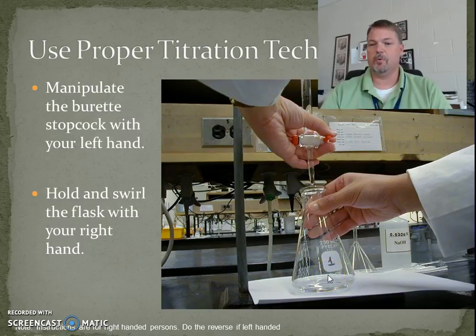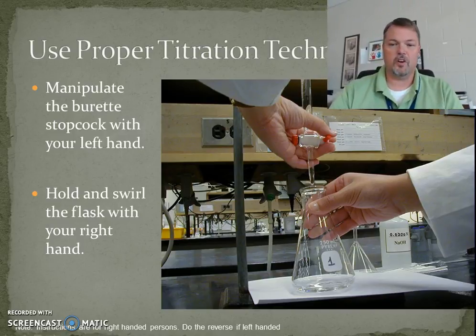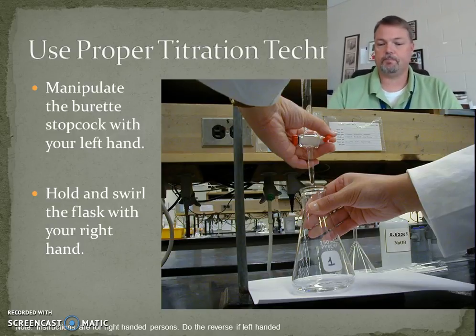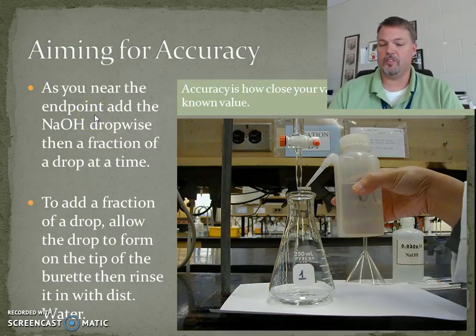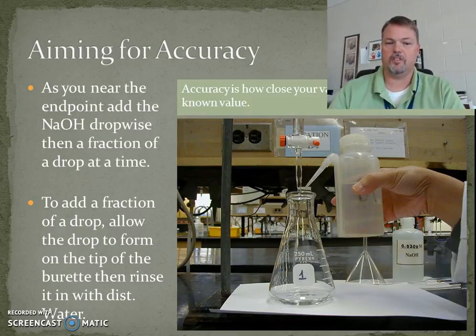As it nears the end point, it's going to change and stay a color. It may start out pink, or it may start out clear, and you'll see pink coming in there. You swirl it and it disappears. You keep swirling it until it gets to the point where it starts staying, not disappearing. When you're near the end point, that's the point where it starts not going away. You want to start adding it a drop at a time, because one drop can make a big difference in these things.